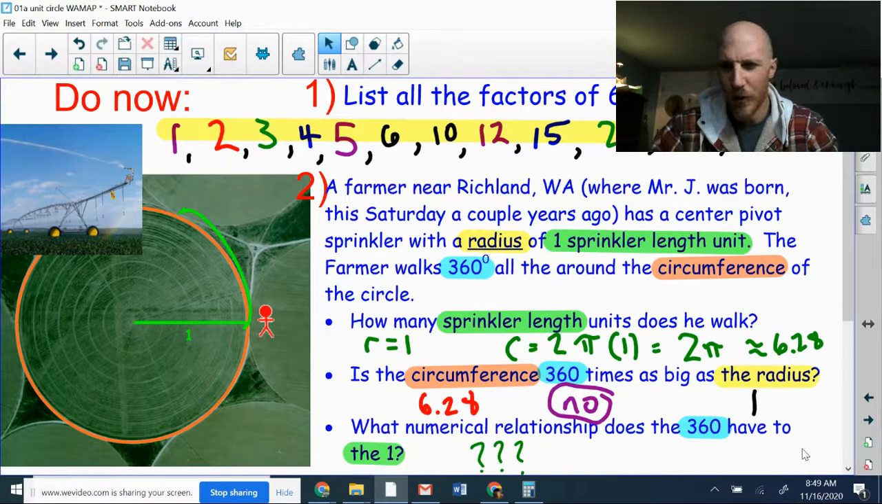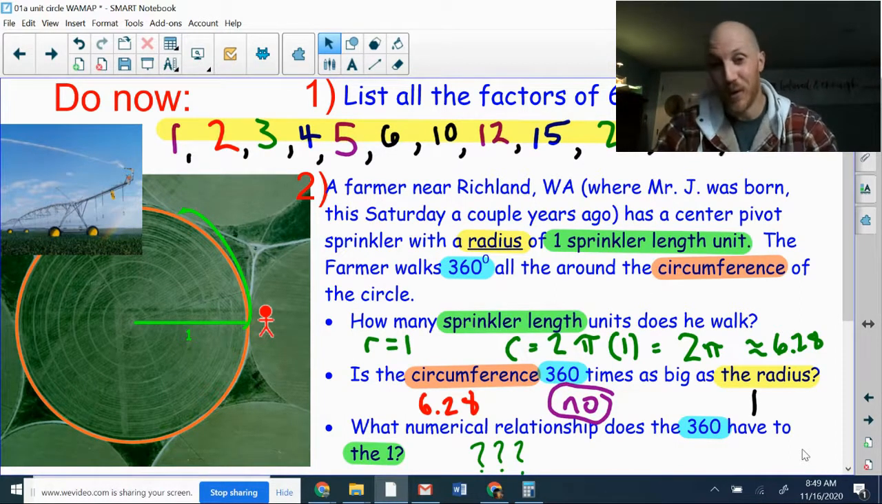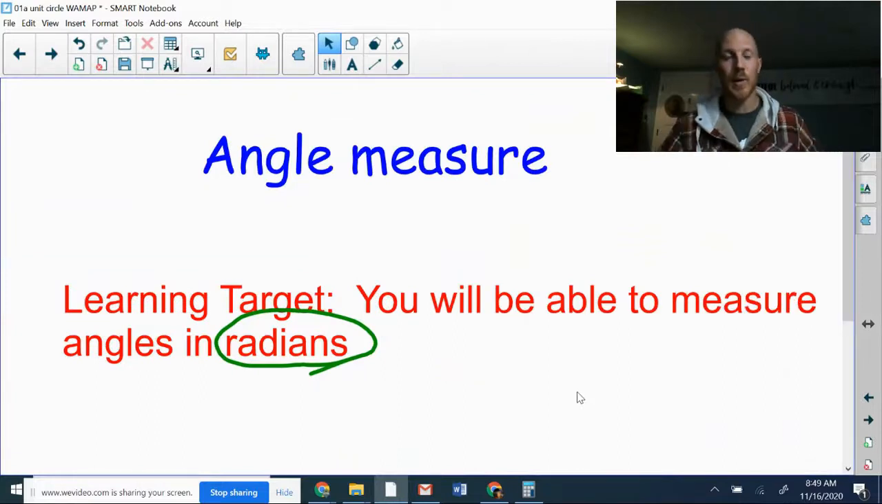So what is the numerical relationship of the 360 degrees to that 1 in the radius? I mean, it certainly doesn't tell you that the circumference is 360 times bigger. What is the relationship? Well, I have no idea. I don't know if you came up with something, but in all my years of math, there is no relationship between them. So, all right, we're going to learn about angle measure today, learning about radians. Maybe you've seen radians in a previous class, but my guess is probably most of you have not. So we're going to learn what is a radian.